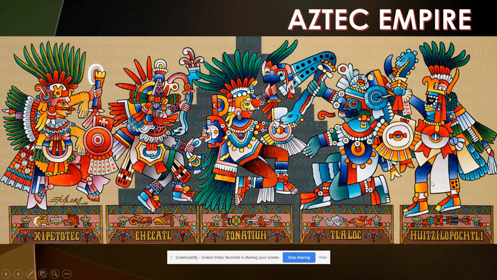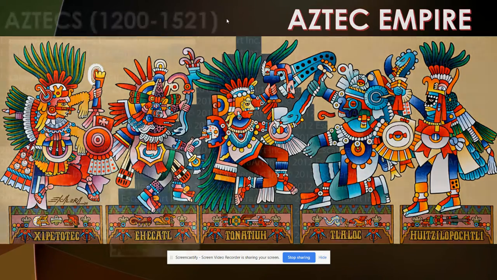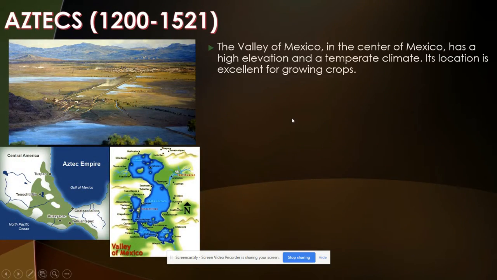All right, so the Aztec. Here's some of your different Aztec gods, which we did Quizlet over. So what you have is the Valley of Mexico, which is in central Mexico and has a high elevation. So it's going to be a temperate climate, ranging from 70 to topping out at 80 degrees. It could even get cooler than that. So it's perfect for growing crops.